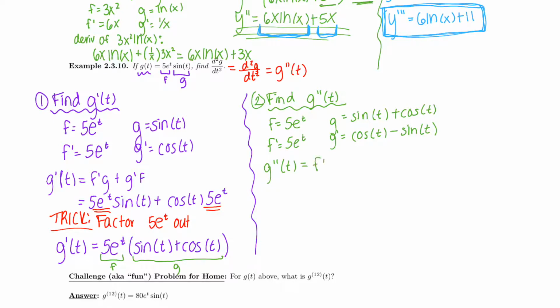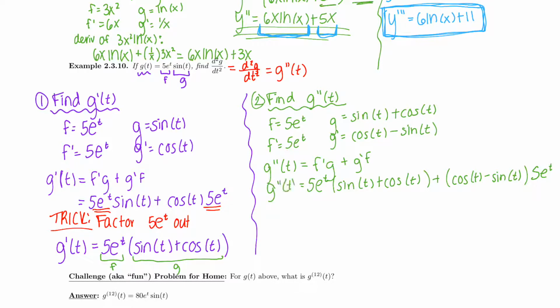So product rule, f prime g plus g prime f. F prime is 5e to the t. G is sine t plus cosine t, plus g prime is cosine t minus sine t. And then f is 5e to the t. Now, we only needed g double prime, so technically we could just say, hey, that's our answer.